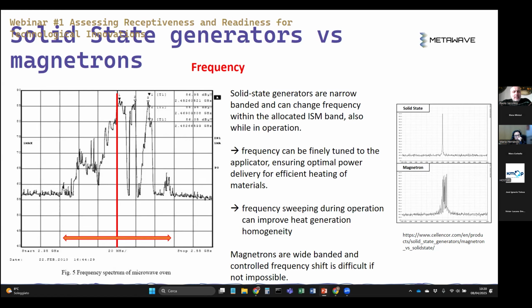And moreover, the frequency of the solid-state generator can be swept, going back and forth between two frequencies, so as to provide better heating homogeneity or to select the most convenient frequency to heat the load that you want to process. In practice, this control is quite easy with a solid-state generator, while it is much more difficult, if not impossible, using standard magnetron sources.